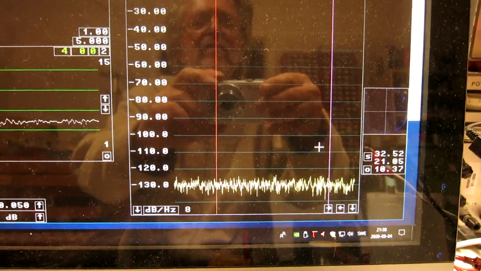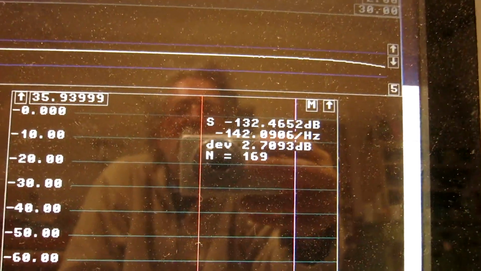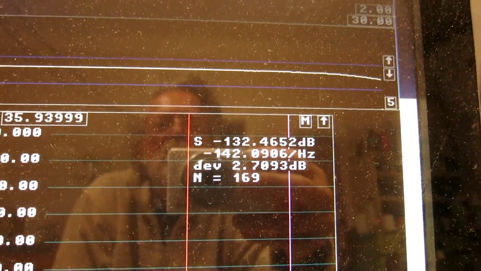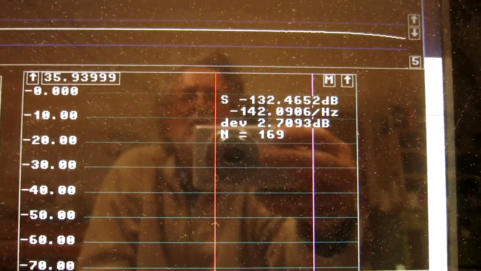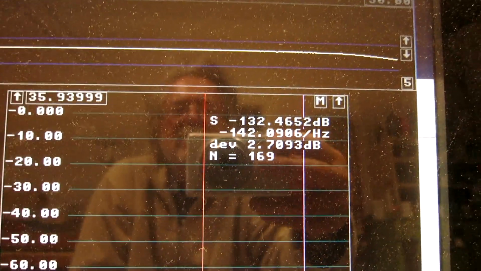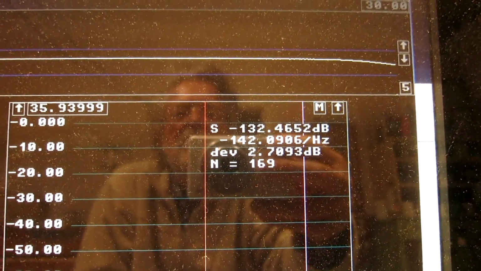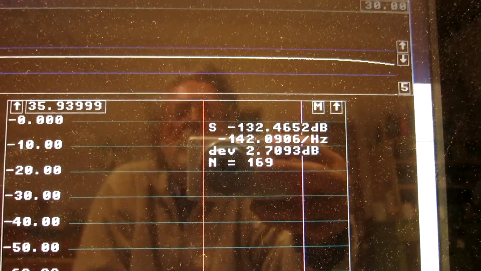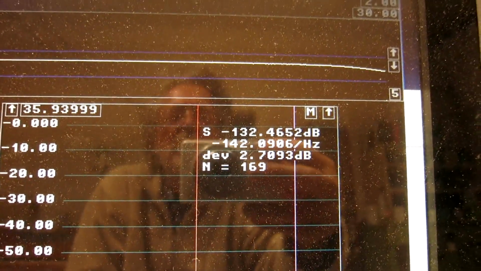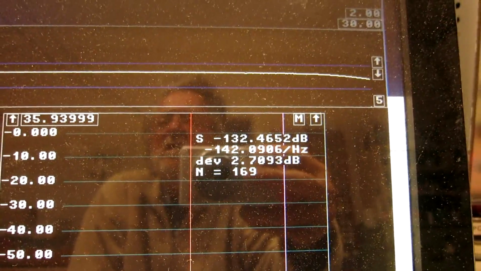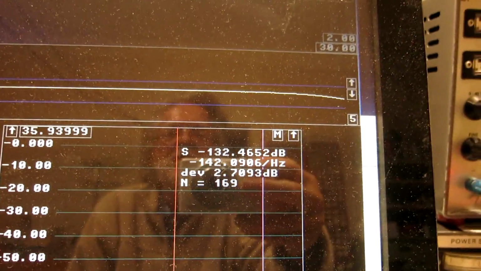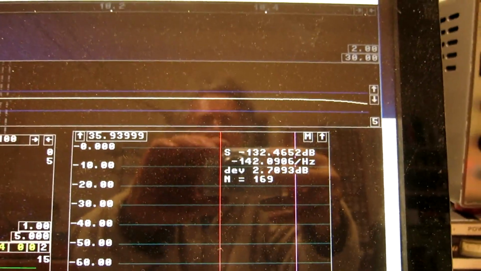I will correct that. The room temp dummy load is at minus 142, and that means that the device I was testing, which was 3 decibels above, was also at minus 142, and together they gave minus 139. So I cannot measure at larger separations with this setup.